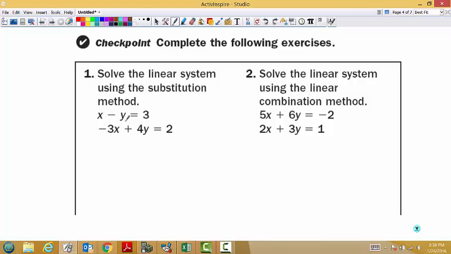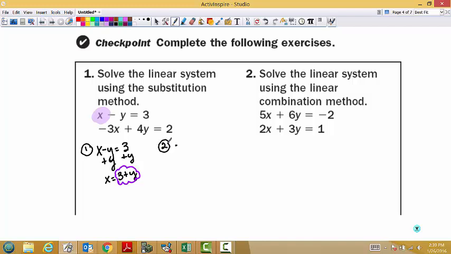I think the easiest thing to solve for would be this x right here. So step 1, x minus y equals 3. I would add y. So x equals 3 plus y. So that is my x.